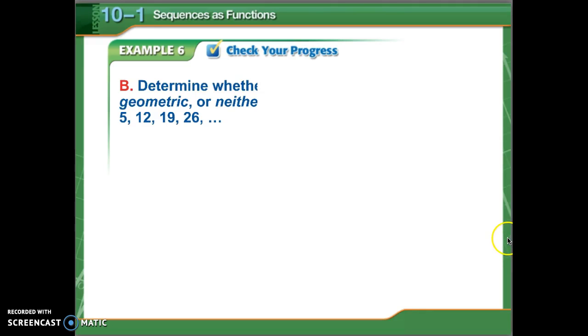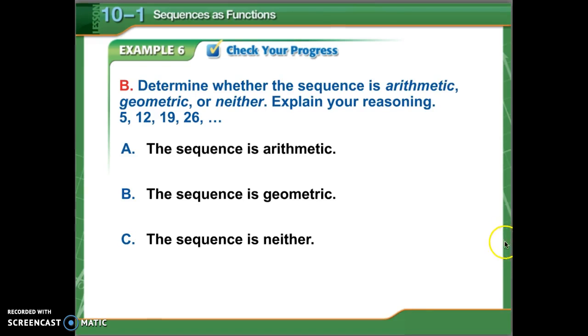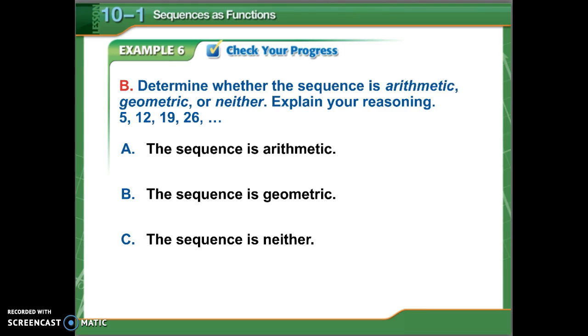For part B, we're looking at the sequence 5, 12, 19, 26. And this sequence is arithmetic. It has a common difference of +7 every time.